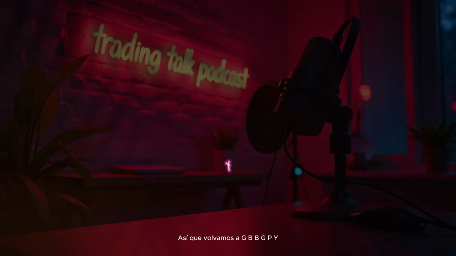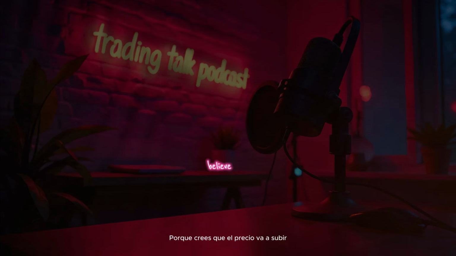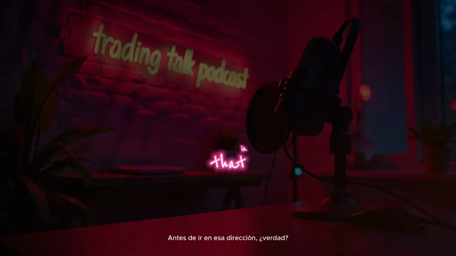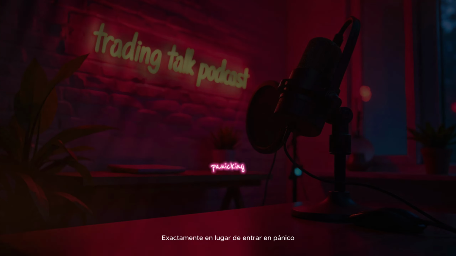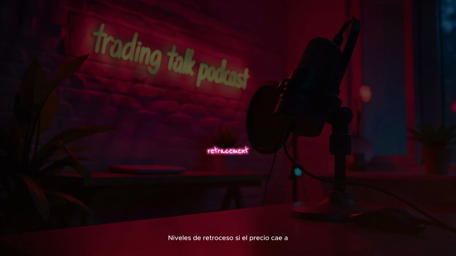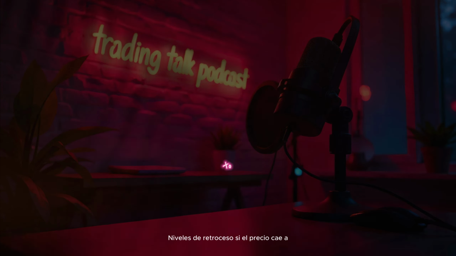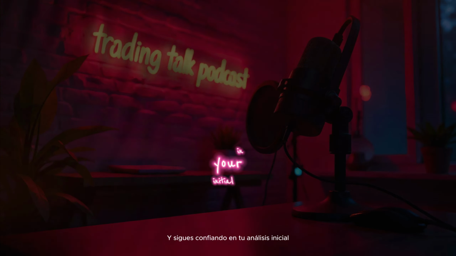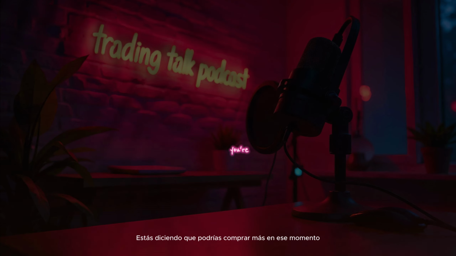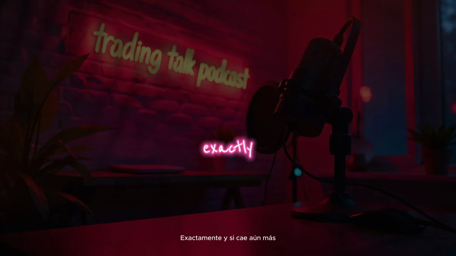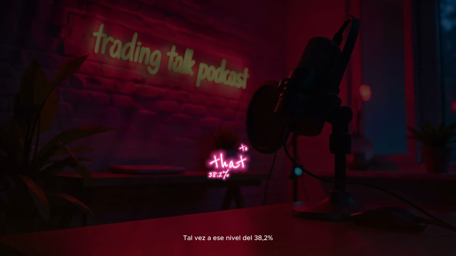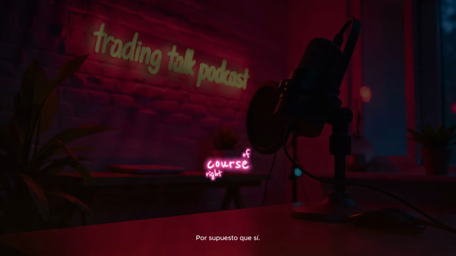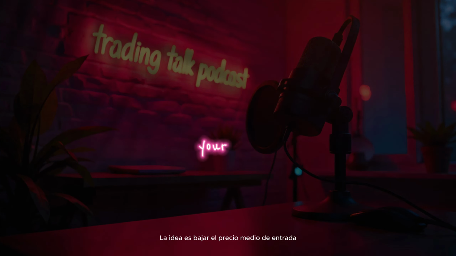So back to GBPJPY. Let's say you open a long position because you believe the price is going to rise, but the market takes a little detour before heading in that direction. Instead of panicking, you would keep a close eye on those Fibonacci retracement levels. If the price drops to, let's say, the 23.6% retracement level, and you're still confident in your initial analysis, this is where it gets interesting. You might actually buy more at that point. And if it drops even further, maybe to that 38.2% level, you might buy even more, always keeping in mind your risk management strategy, of course. The idea is to bring down your average entry price.